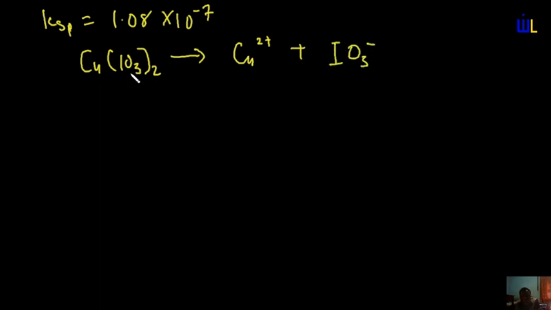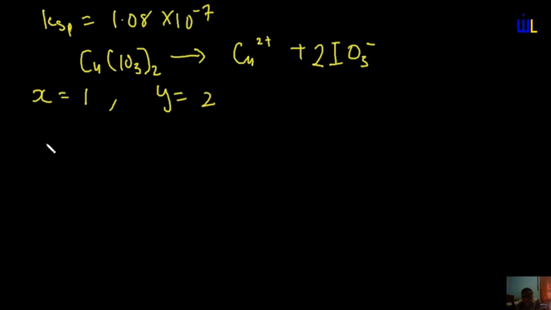Now, how many copper ions do we have? 1. How many iodate ions do we have? We have 2. So it's now balanced. Remember, before you start solving, make sure it's balanced. Now, if you remember, x is the number of moles of cations here, which is 1, while y is the number of moles of anions, which is what?